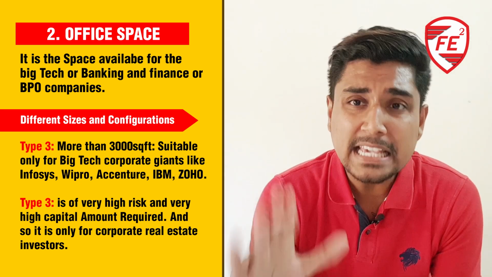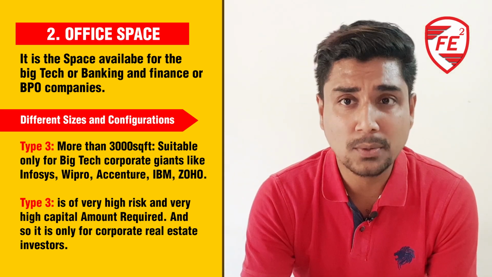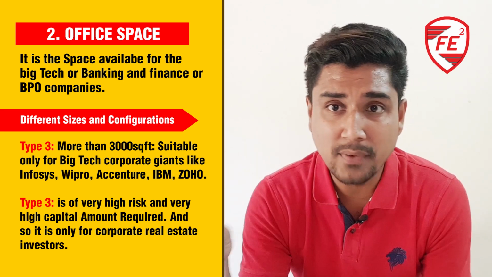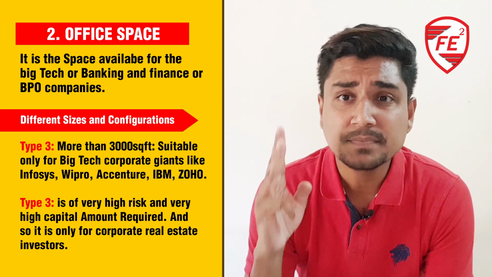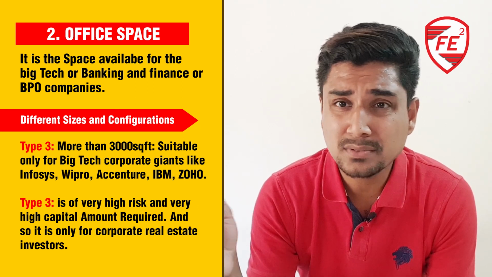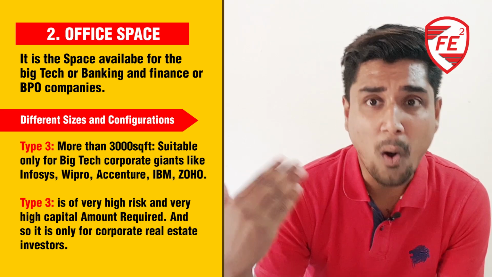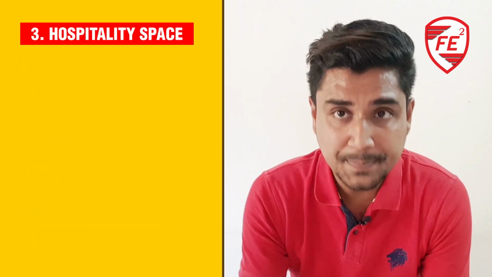So it's only for the big time players. There are three types available in office space: number one, between 100 to 500 square foot; number two, 500 to 3000 square foot; number three, more than 3000 square foot. So that's with office space. Let's move on to the hospitality space.